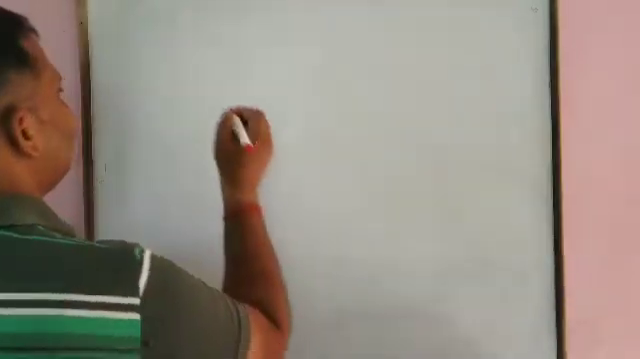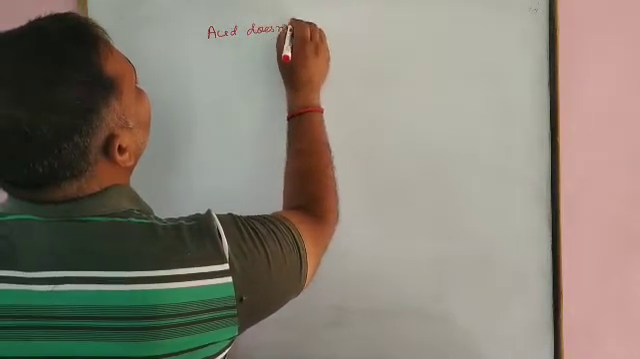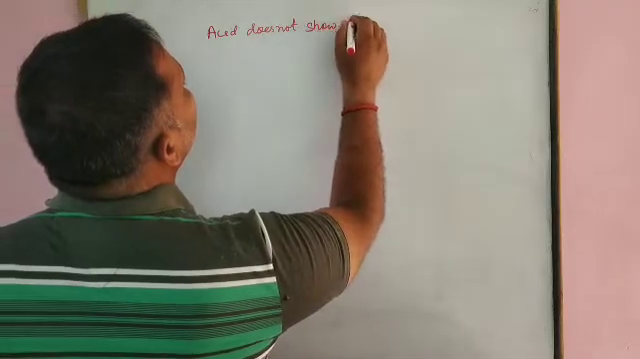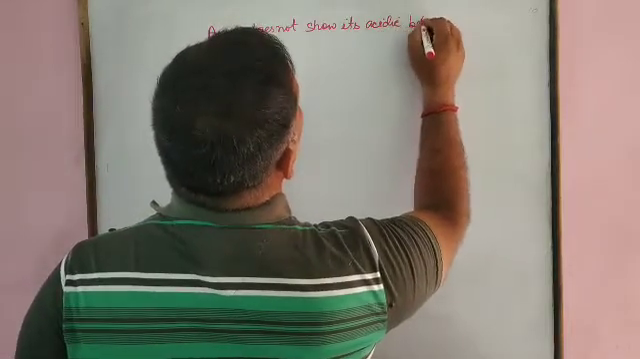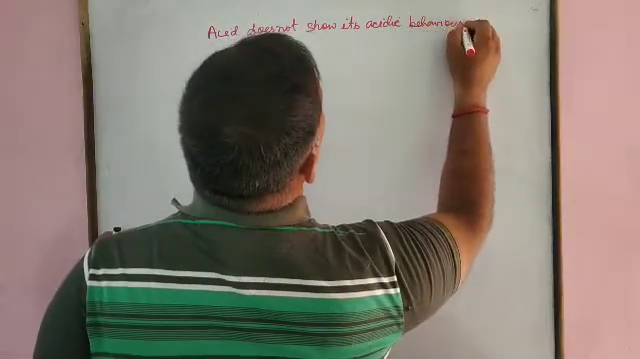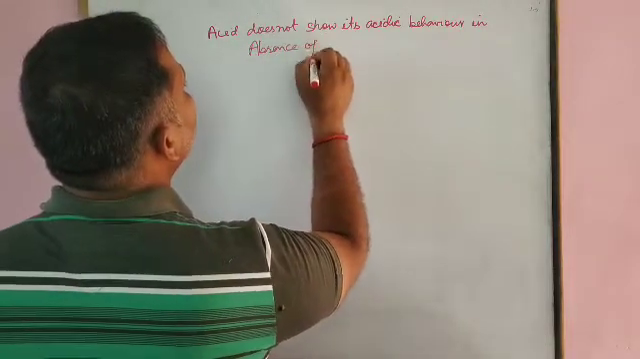Let us discuss the next topic: an acid does not show its acidic behavior in the absence of water. It means if water is not present, then the acid will not show its acidic behavior. It means acid does not show its acidic behavior in the absence of water.